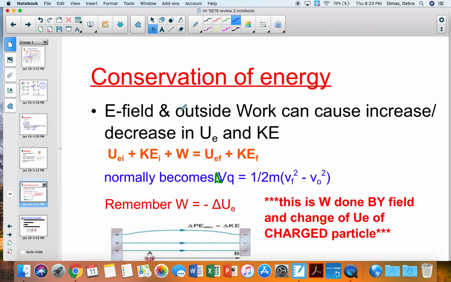So conservation of E field. The E field and outside work can cause an increase or decrease in the potential energy and the kinetic energy. So here, look, this is just our energy equation that we've always seen, right?